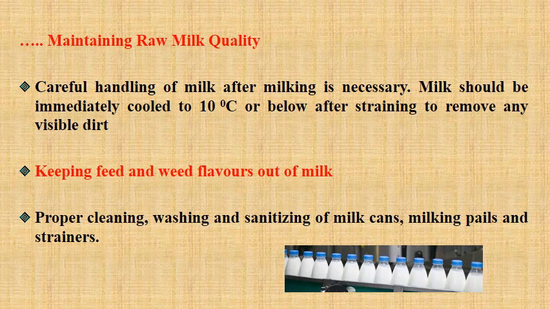Then, keeping feed and weed flavors out of milk. After milking, if we keep the milk around, there may be hay or other wheat which will have some odor, or sometimes other fodders which may be old or having some smell. All these things should be kept away, or the milk should be kept separately in a separate room. Proper cleaning, washing and sanitizing of milk cans, milking pails and strainers, which we have already discussed. After milking, we are going to transfer all this milk to cans. So these cans should be very clean, sanitized and dry so that there will not be any further contamination.